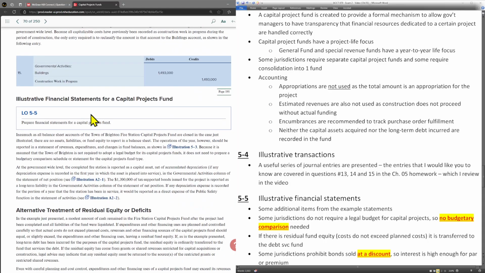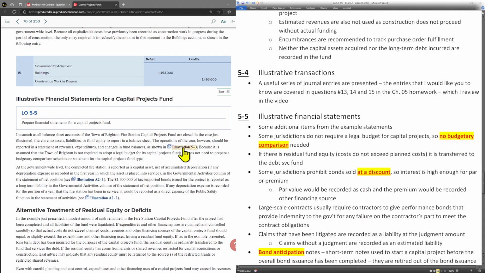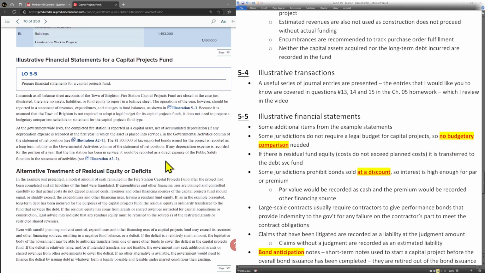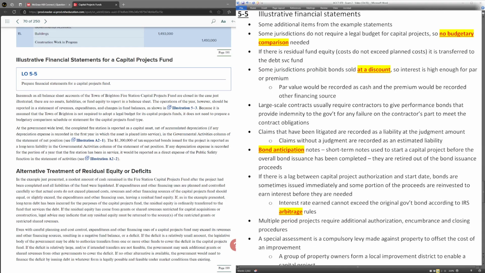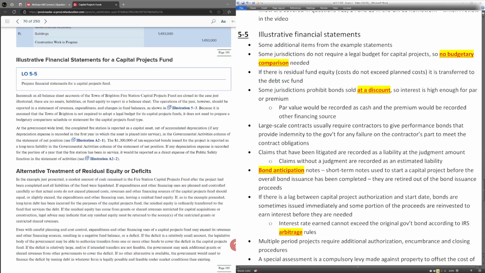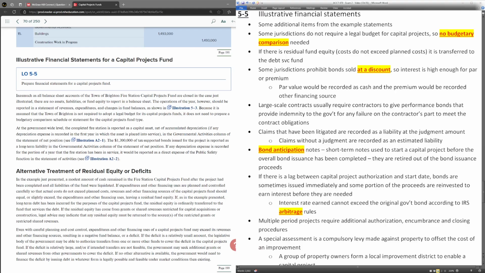The illustrative financial statements. These are all kind of little tidbits. They don't really go through and show you a full set of financial statements, but they do talk about some additional items. So let's just go through them. Some jurisdictions do not require a legal budget for capital projects. And so remember, if you have a legal authorized budget, you're required to do a budgetary comparison. Because there's no legal budget, a capital project is just funded and then constructed. And so there's no budgetary comparison, just like there's no appropriation or estimated revenues.